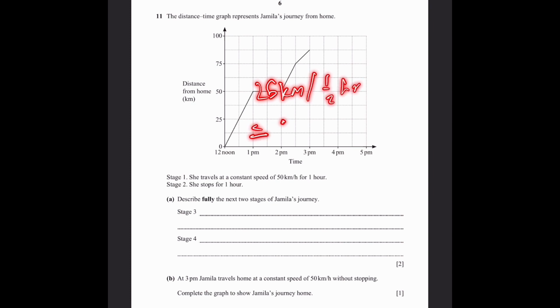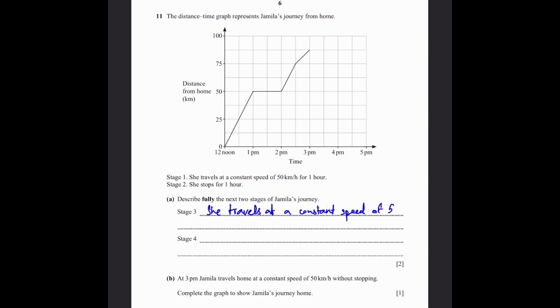So that'll be 25 kilometers per half hour. Multiply both by 2, 50 kilometers per hour, and that for 30 minutes. So she travels at a constant speed of 50 kilometers an hour for 30 minutes.